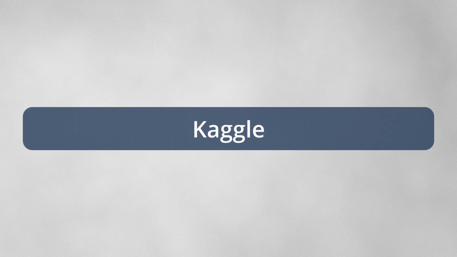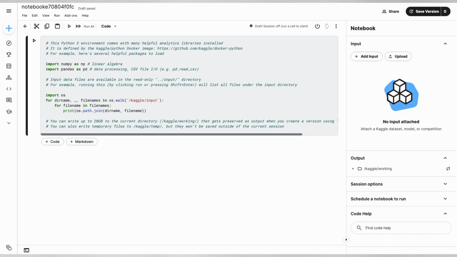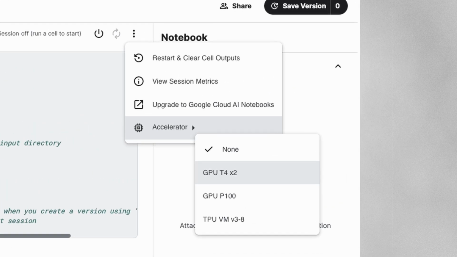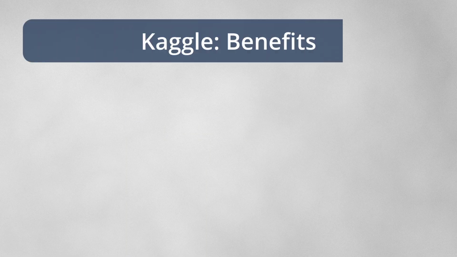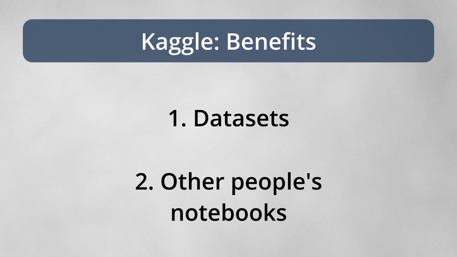Option 2 is Kaggle Notebooks. If you hit the three dots and choose Accelerator, you get some juicy GPU options. The benefit of Kaggle is that there are a bunch of datasets already there, and often others will have shared their notebooks, so you can get going straight away.